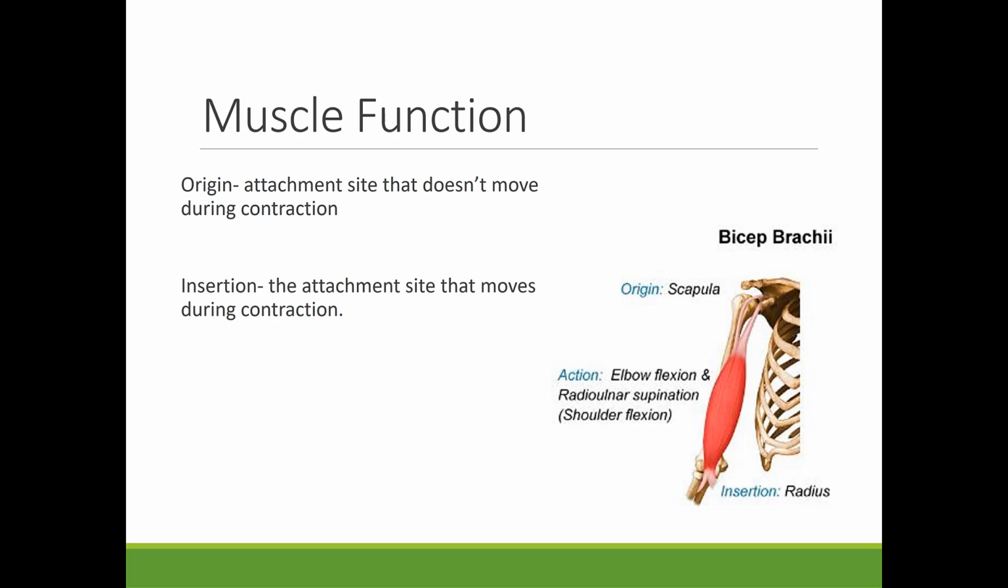So our origin is the attachment site. And remember, that's that area that doesn't move during contraction, right? So origin for a bicep curl would be the scapula, okay? Insertion is the attachment site that moves during contraction. So origin, that's where it starts. It doesn't move during contraction. Insertion is where the muscle actually inserts into, and that actually does move during contraction. Okay, so again, bicep curl, insertion would be the radius, origin would be the scapula.